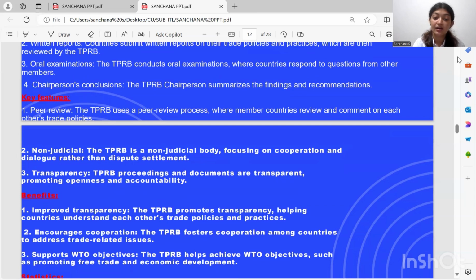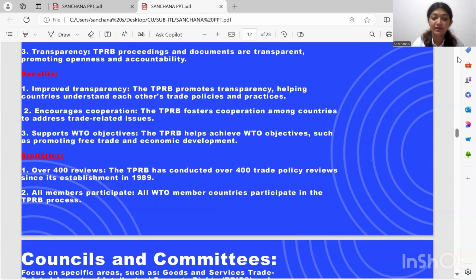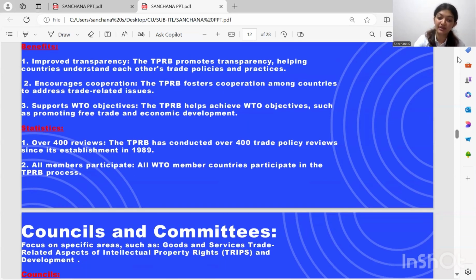Transparency. It tries to ensure the proceedings and documents are transparent, promoting openness and accountability. So the benefits: since the Trade Policy Review Body is there, it improves transparency, encourages cooperation among the member countries, fosters good trade relations and supports WTO objectives. The statistics have been given below: over 400 reviews have been made.